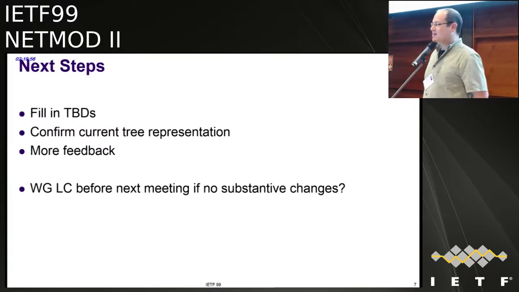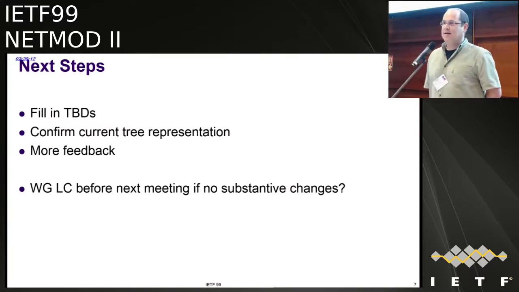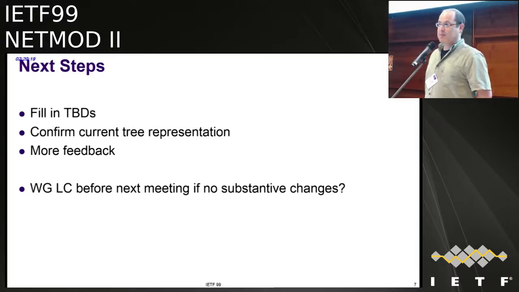So where are we going next? We're going to fill in the TBDs. I believe the only thing is the extension. We really would like confirmation from folks on the tree representation, including the schema mount representation. Please take a look at it. Please send comments to the list. This is highly stylistic and subjective. Some things are easy to change right now, like the schema mount part.